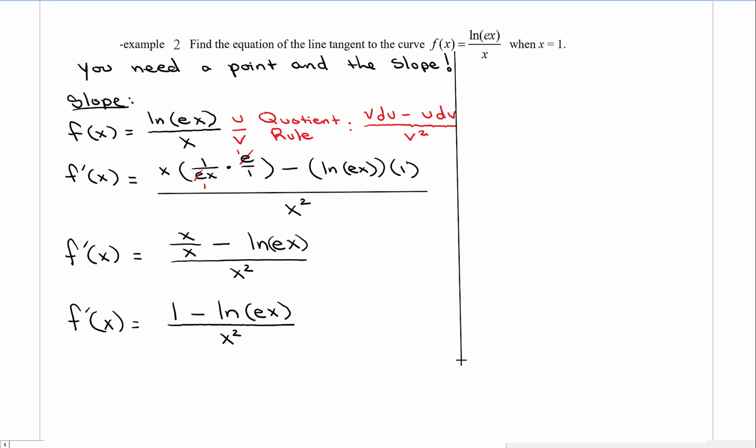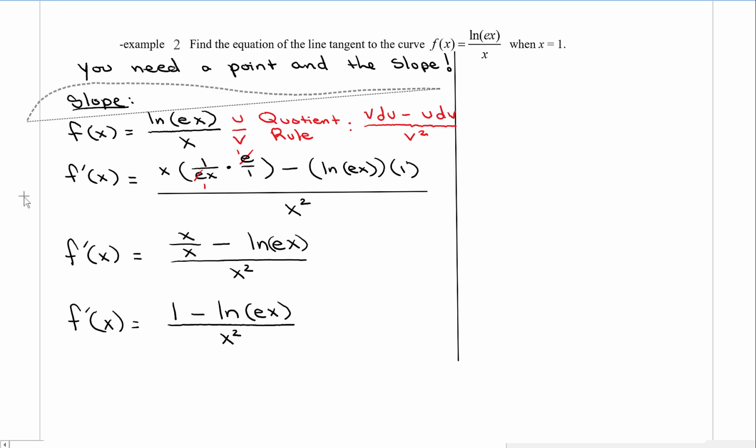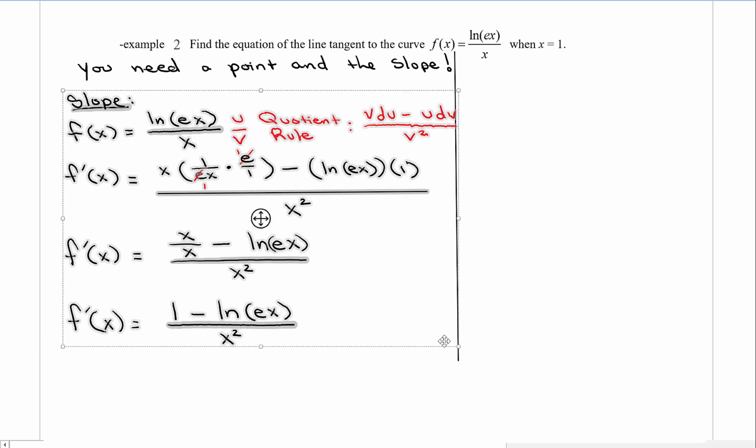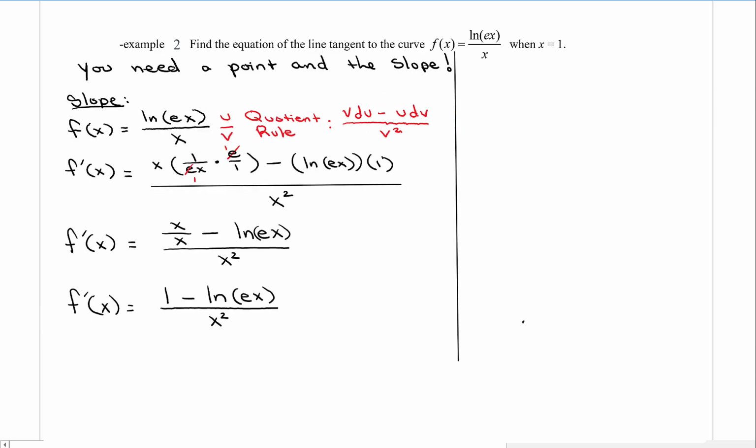And since they told us when x equals 1, we can substitute that 1 into this equation. I'm going to go ahead and lasso all the work I did here for the slope, and I'm going to shrink it a little bit, and I've also gone ahead and drawn a line to divide this basically into a left and a right hand side here. I'm going to go ahead and find f prime of 1, which is equal to 1 minus the natural log of e times 1 over 1 squared, which is equal to 1 minus the natural log of e over 1, which is 1 minus 1 over 1, which is equal to 0 over 1, which is equal to 0.